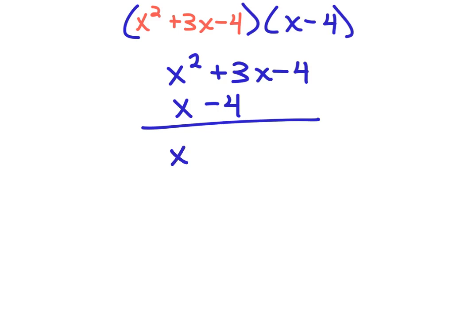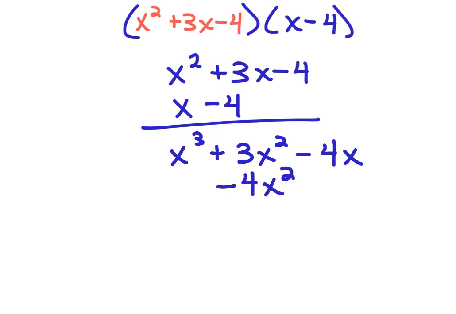X times x squared is x cubed. X times 3x is 3x squared. X times minus 4 is minus 4x. Negative 4 times x squared is minus 4x squared. Negative 4 times negative 4 is plus 16. And I definitely forgot something there. Again, my apologies. Negative 4 times 3x is minus 12x. And negative 4 times negative 4 is plus 16.